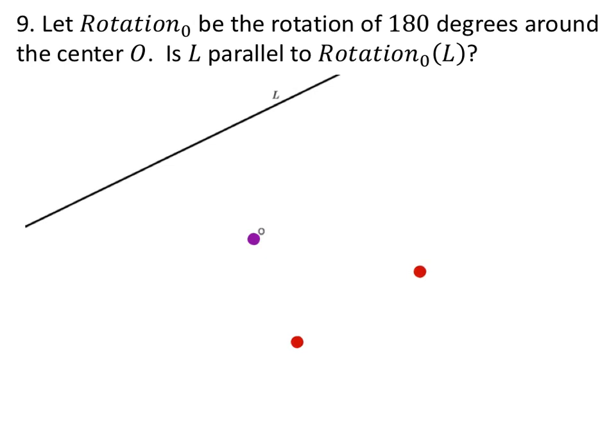And then we should be able to draw a line through those points, if I can get them to stay still. Yay. I did it. So this would be L prime. The next question is, is L parallel to L prime? Yes, it is.